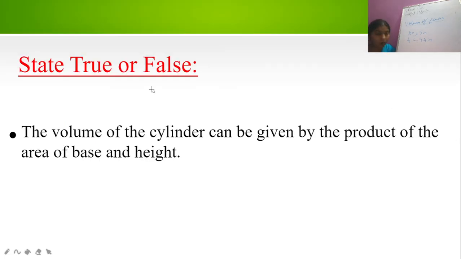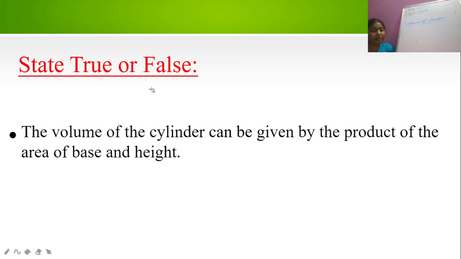So students, now there is a true and false in front of you. You have to tell me: the volume of a cylinder can be given by the product of the area of a base and height. Yes students, okay, very good.